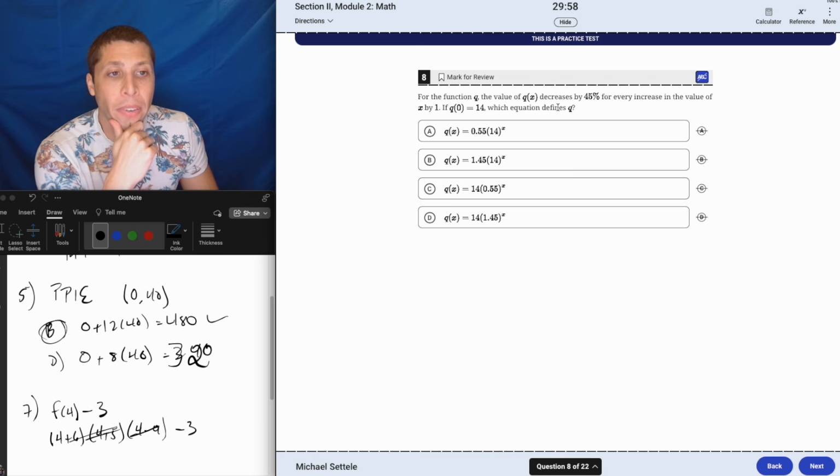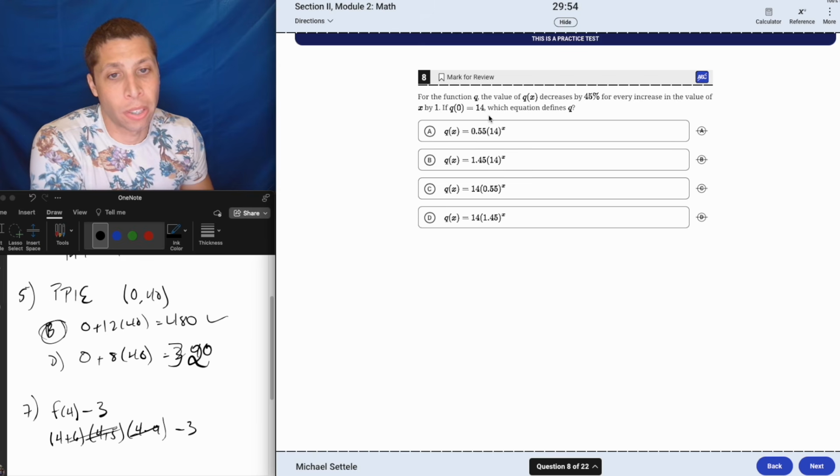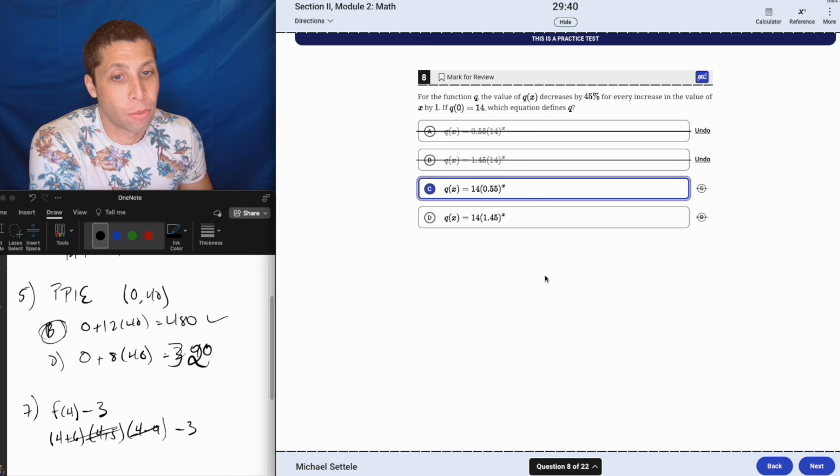Decreases by 45% for every increase in the value of x by 1. If q of 0 is 14, which equation? Okay, well, just plug points in equations. Plug in 0. We're not going to get 14 here. We're not going to get 14 here. It's one of these two. And it decreases by 45%, meaning it's this. Right, so just put in 1. If you put in 1, you get 14 times 0.55, which is some smaller number than 14, so it's decreasing. This one would increase. So just plug points in equations. Works easily. No reason to get that wrong.